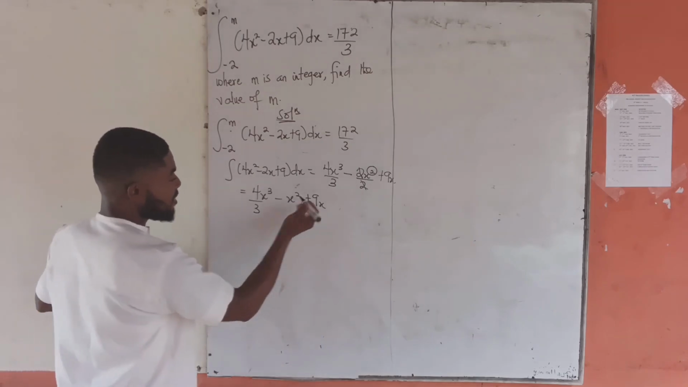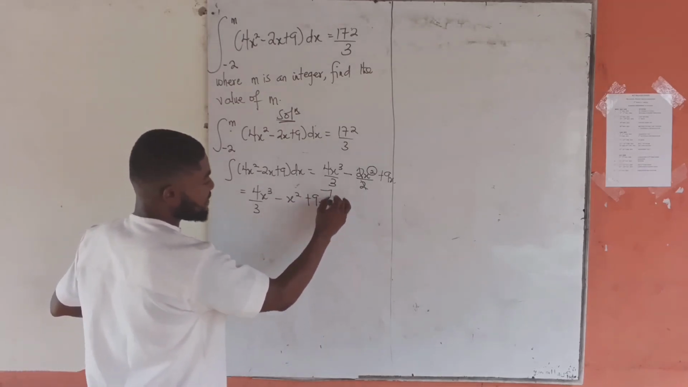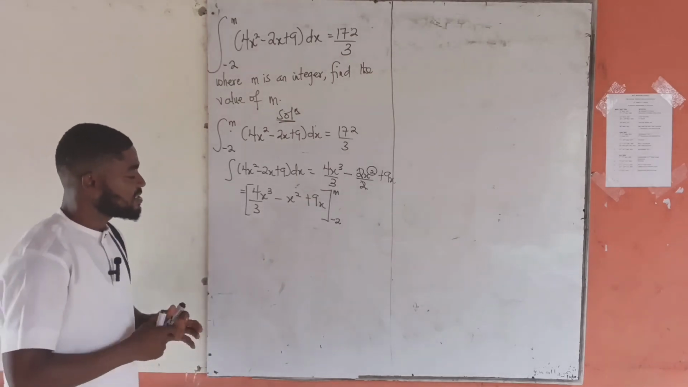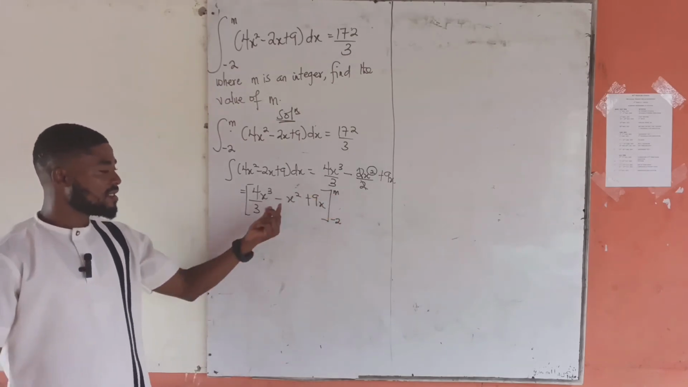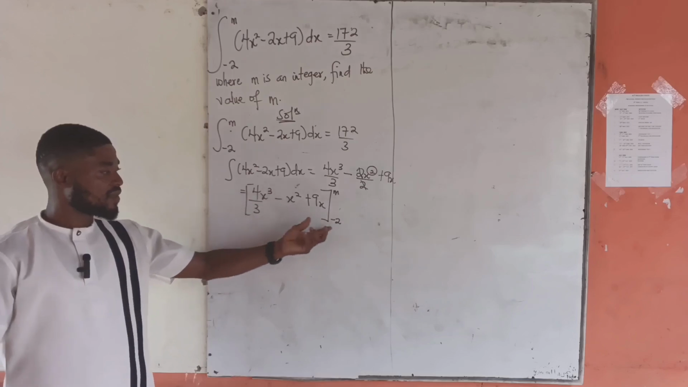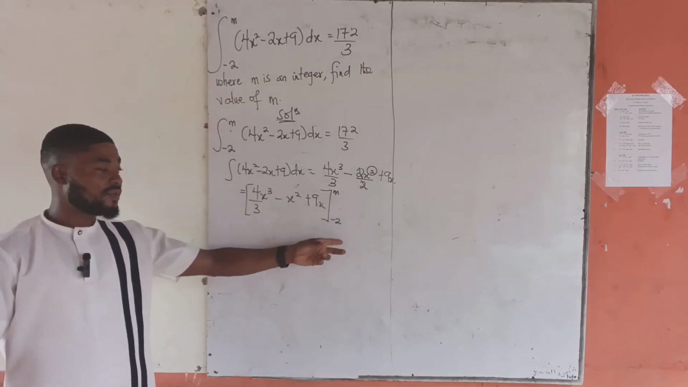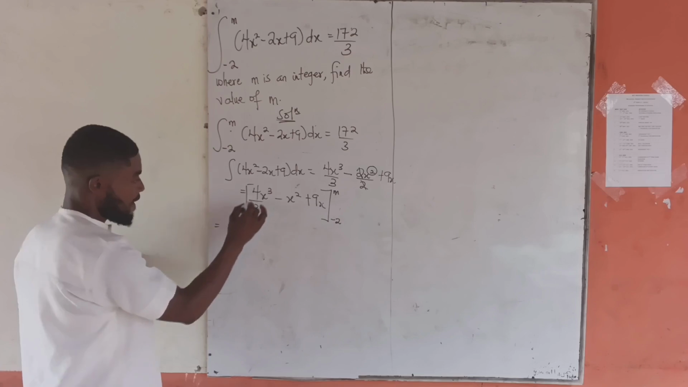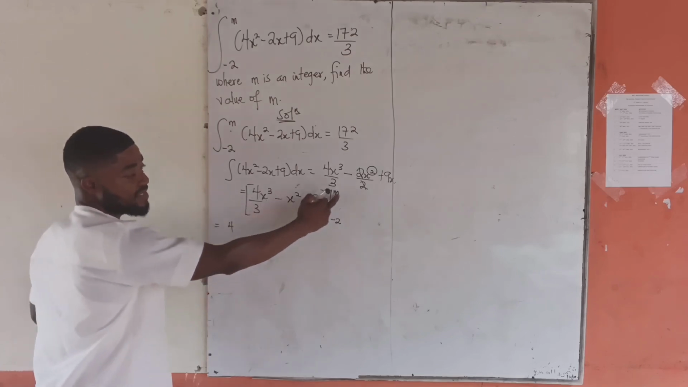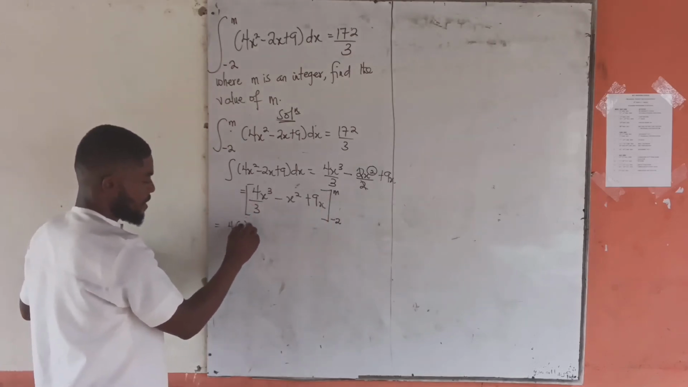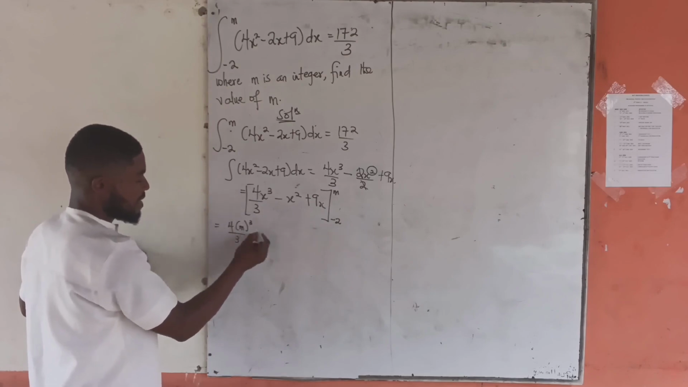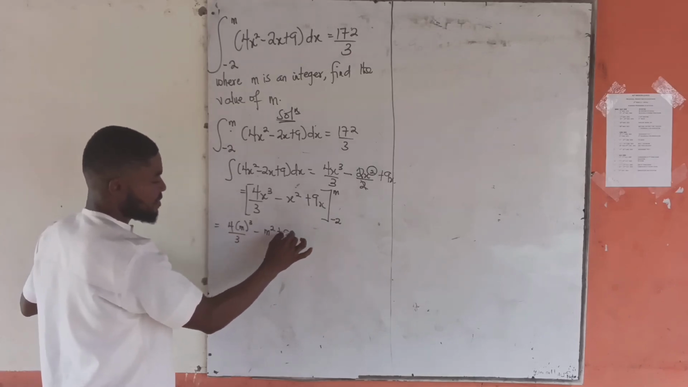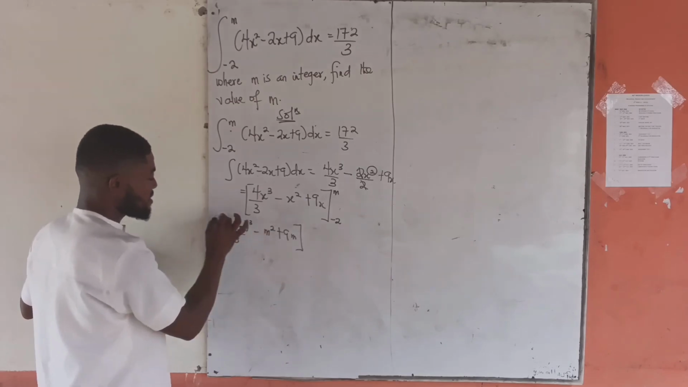So when we introduce the limits, we have -2 up to m of this. The limit of integration says that we are going to put the upper limit in place of x, and then we subtract the lower limit when we do the substitution as well. So with the upper limit, in place of x, I put m: 4m cubed over 3 minus m squared plus 9m. This is the upper limit.